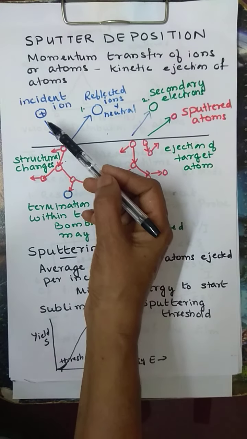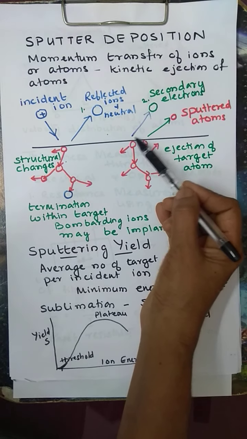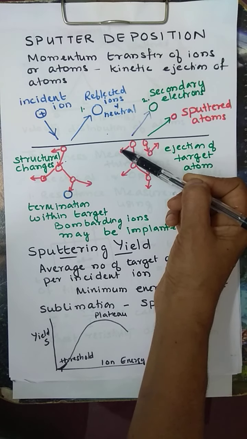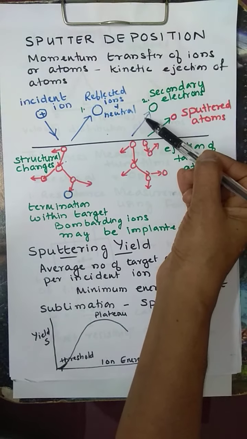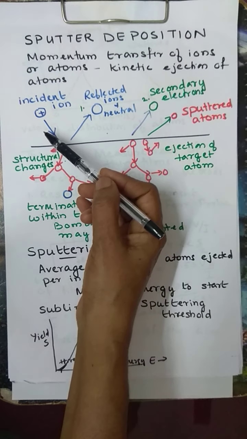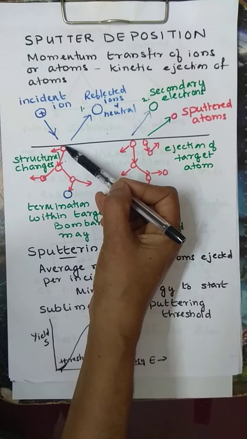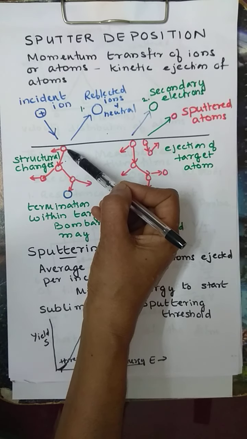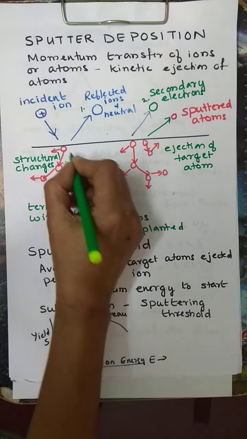Now you increase the energy of the incident ion slightly more. What happens is it will cause emission of secondary electrons. Secondary electrons will be knocked off from the target material. This is the target material. Because it has slightly more energy, it will knock off secondary electrons. Next, if you increase the energy of the incident ion further, it can just penetrate the surface. It has sufficient energy to just penetrate the surface. It will cause structural changes in the material. This is the third case.